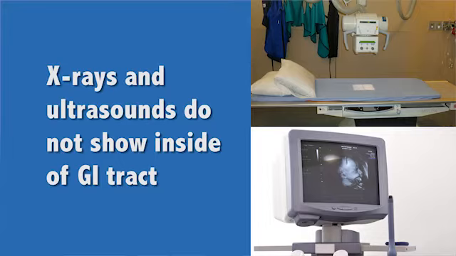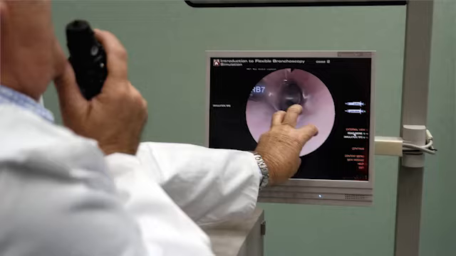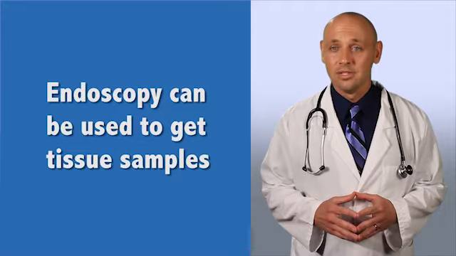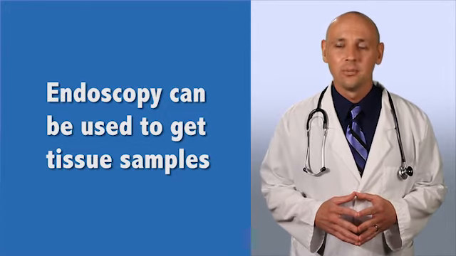X-rays and ultrasounds do not show the inside of the GI tract very well. An endoscopy allows your doctor to see inside your GI tract. Endoscopy can also be used to obtain tissue samples from the GI tract. Seeing and sampling will help your doctor diagnose or rule out many types of diseases.